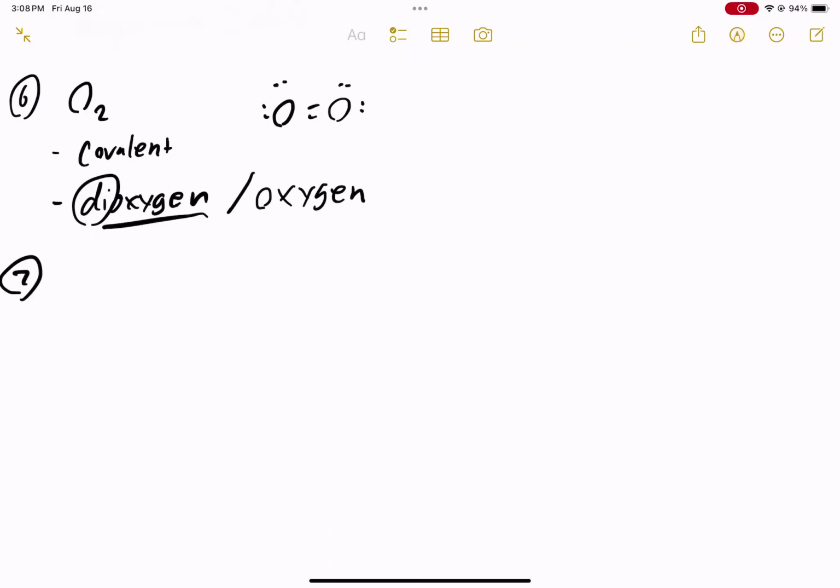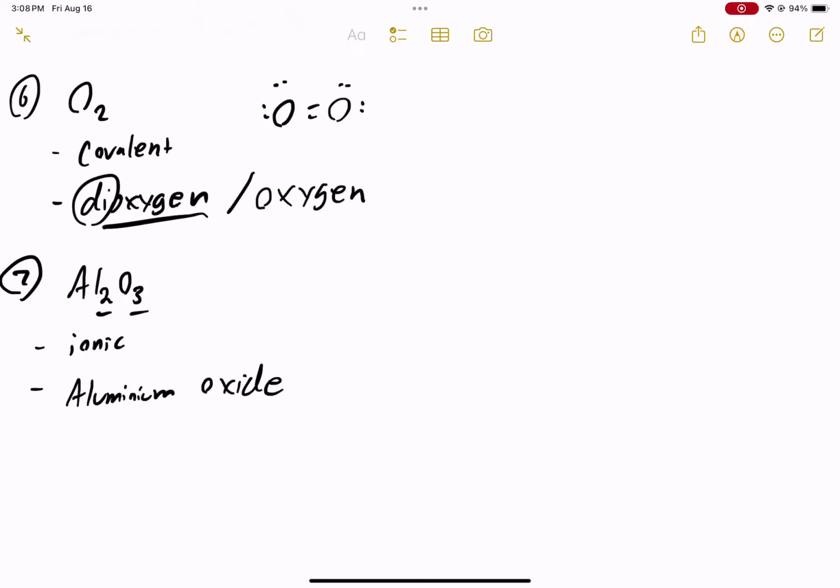7 is this one. All right, covalent? No, because aluminum is a metal and oxygen is not. So this thing is ionic. So if we start naming this, this becomes aluminum oxide.